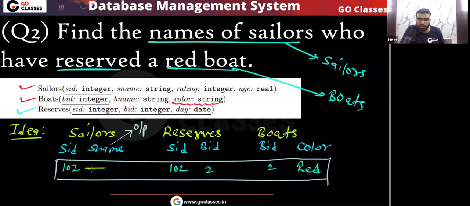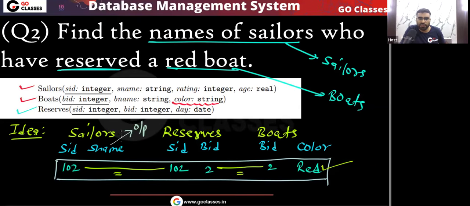So remember, these two things must be same. Very simple. These two things, they must be same. And this must be red. And the output will be S name. This type of tuple you are looking for. Yes or no? At least one this type of tuple must be there. Do you agree? This type of tuple is what you are looking for. Very simple. So you can write the query.